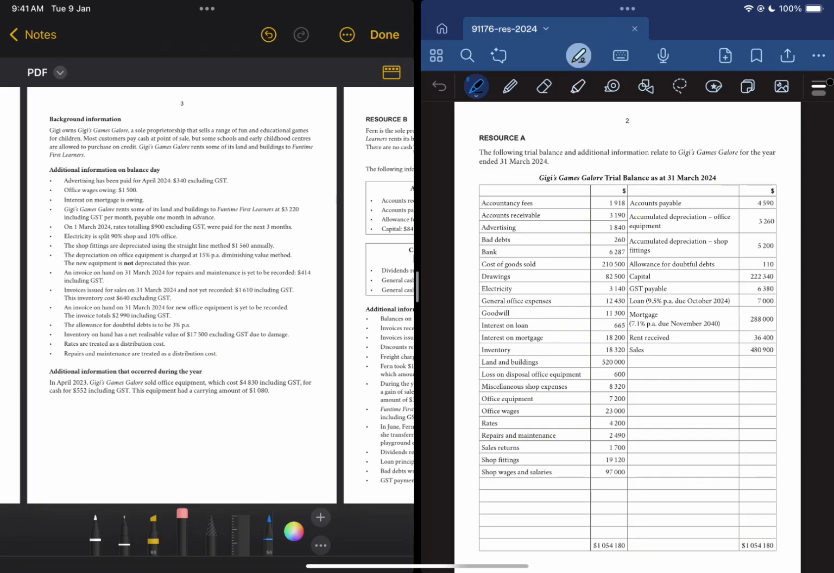Hey there guys, today we're going to be going through the 2024 2.3 balance day adjustments. So essentially in this video we're just going to go through and input this information over here on our left side of our screen, which is our additional information, and we're going to put it into our trial balance, which is on the right side of our screen.